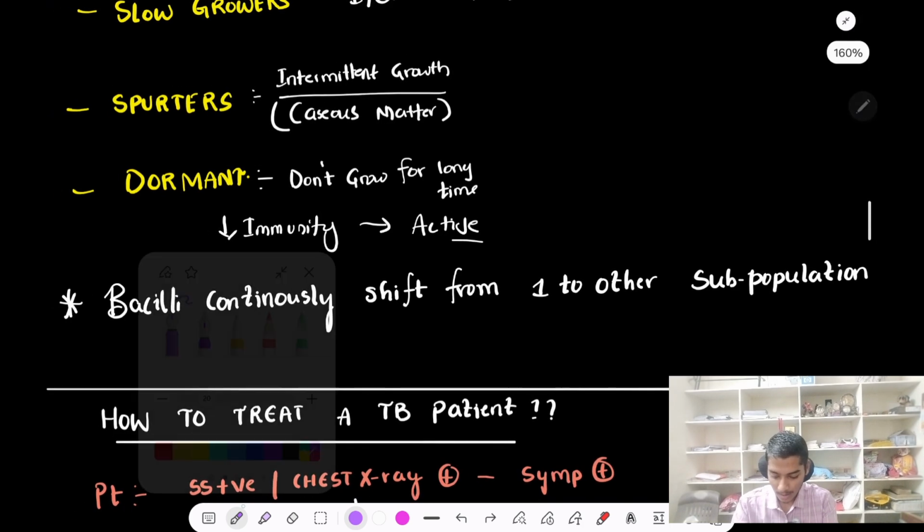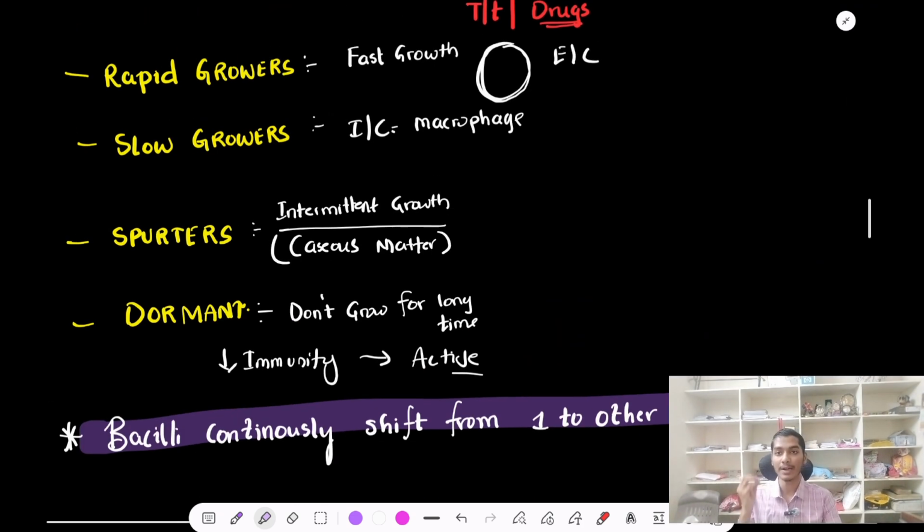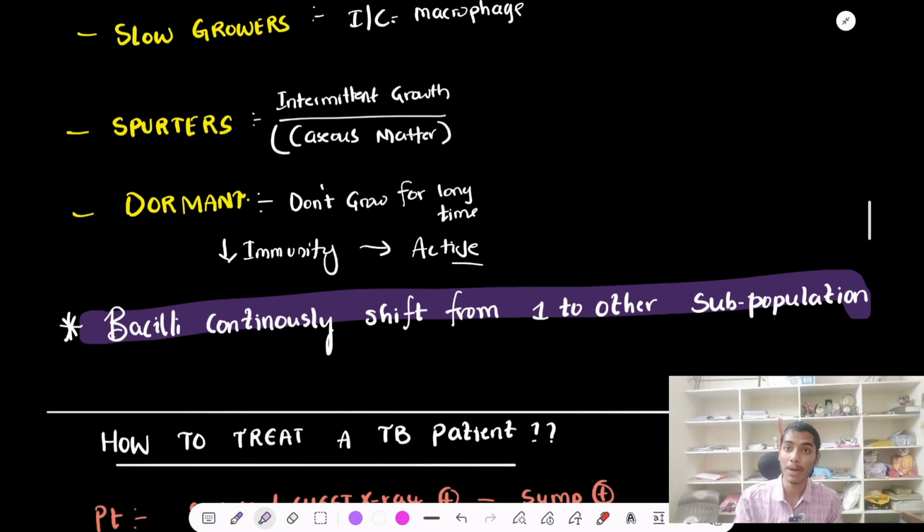This note point is very important, because when we aim to treat the rapid growers, we will give one type of drug, but we should not give only that type of drug. That's why we have the first line regimen, that is the HRZE regimen, because we need to treat all these forms, because we don't know in which form the bacilli is. It may be in the rapid growers for some time, it may shift to the slow growers, or it may go to the spurters or intermittent growers, or it may go to the dormant form. We don't know. So we have to treat all the forms.